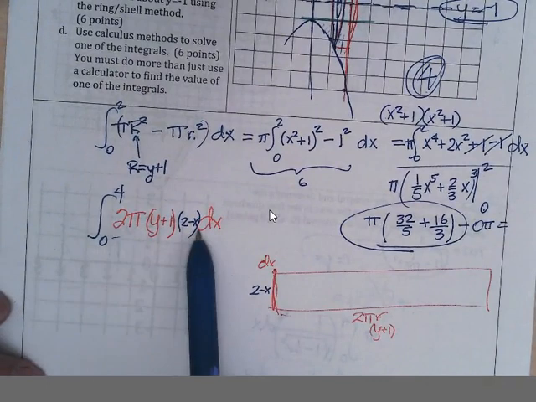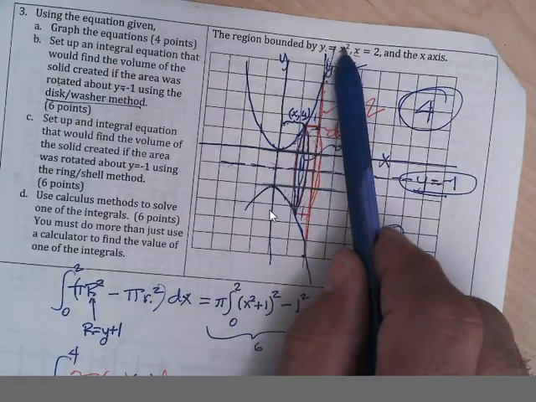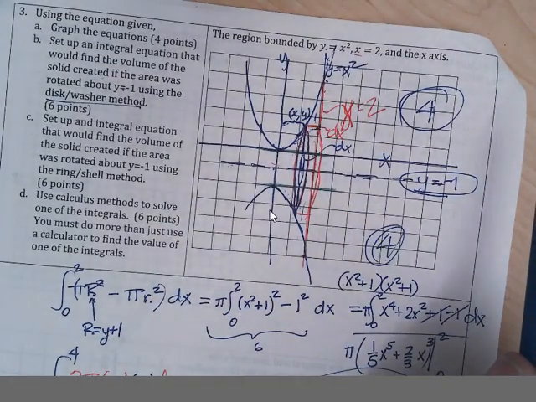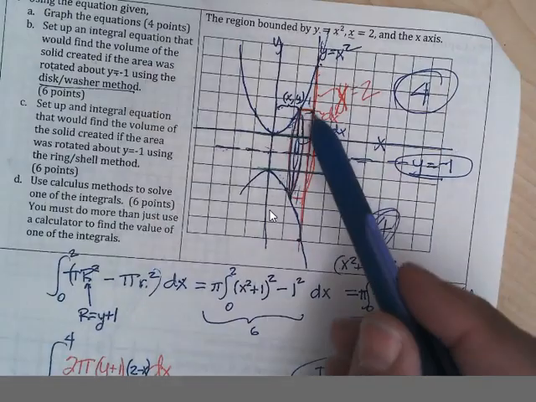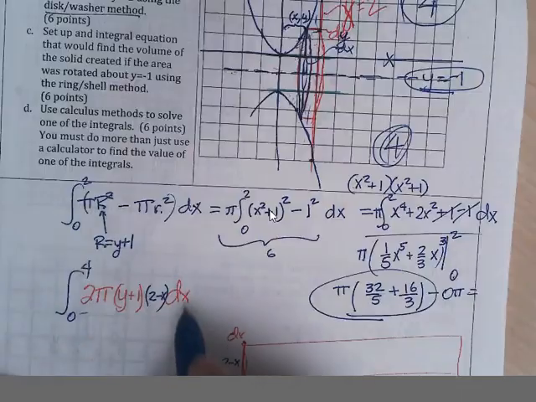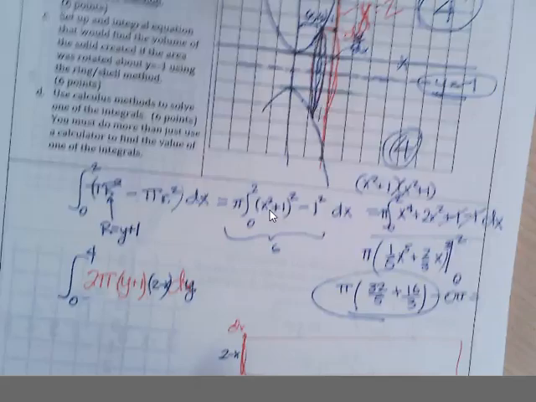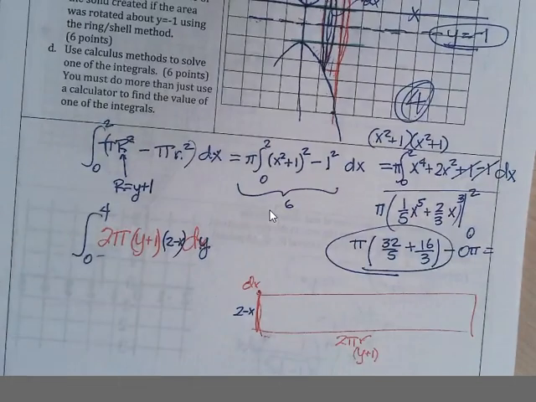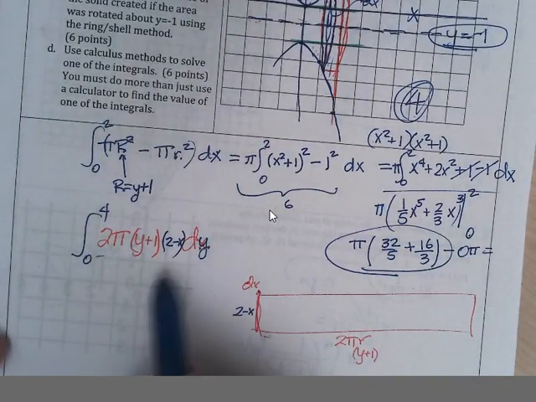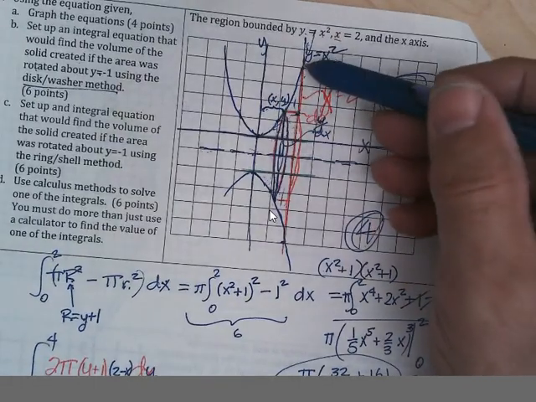And everything looks good except that I have a y in this, and y is, oh, the thickness is dy. Why did I call that dx? dy. I am so sorry. That's probably got a lot of you confused. dy. The thickness is dy. Darn it. I'm tired. Okay. So the y is going to go from 0 to 4.